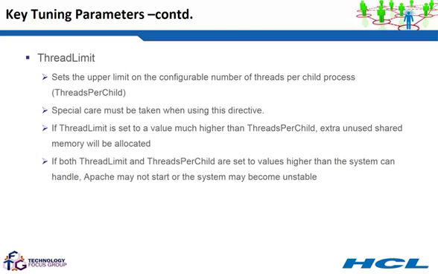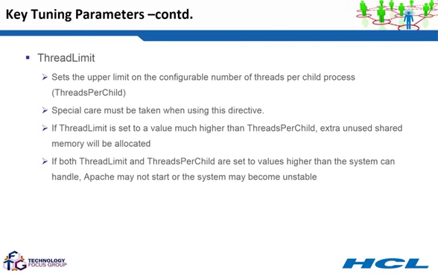Special care must be taken when using this directive. If thread limit is too high, much higher than threads per child, extra unused shared memory will be allocated. Because you have set the thread limit to a higher value, you may have scenarios where memory is allocated but not being used, because of less load or something.